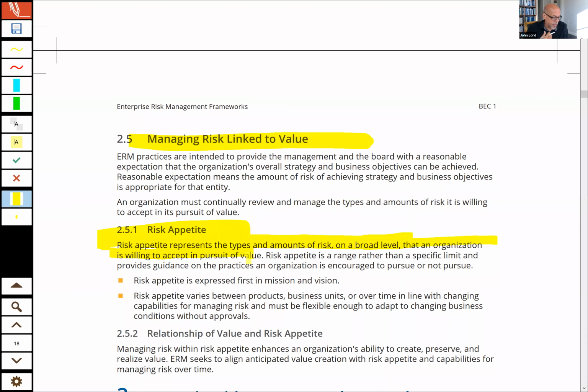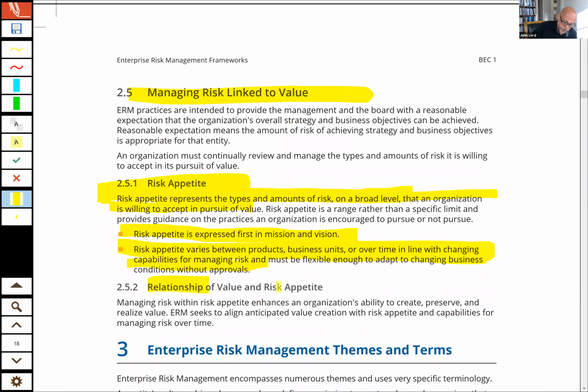Okay, so we're looking at our culture, at our core values, and that is feeding into our risk appetite, okay? And risk appetite is expressed first in mission and vision. Risk appetite varies between products and business units, and will change over time, right? And my personal opinion is that we've been through unprecedented times where we probably have had changes in our perception of values and risk because of the pandemic. Okay, good. Now let's take a look at the relationship of value and risk appetite. Let's go ahead and flashcard that.